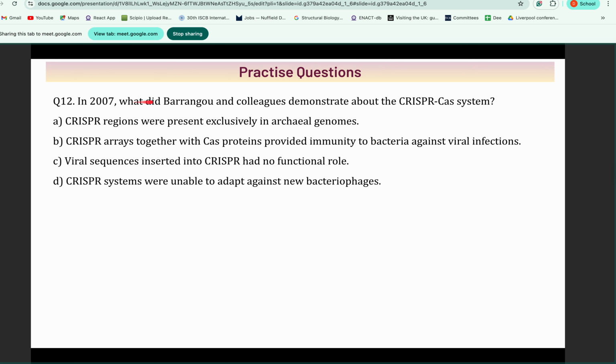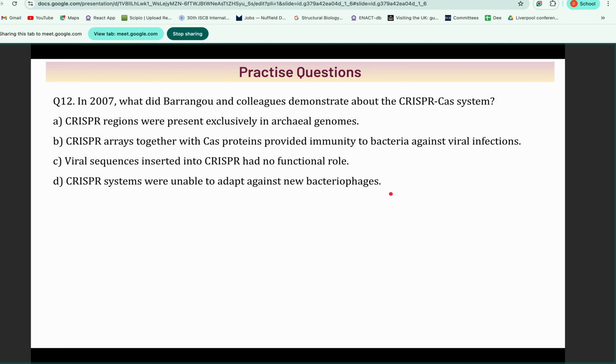Okay, next question is, in 2007, what did Barrangou and colleagues demonstrate about the CRISPR-Cas system? Option A, CRISPR regions were present exclusively in archaeal genomes. Option B, CRISPR added together with Cas proteins provided immunity to bacteria against viral infections. Option C, viral sequences inserted into CRISPR had no functional role. And option D, CRISPR systems were unable to adapt against new bacteriophages.